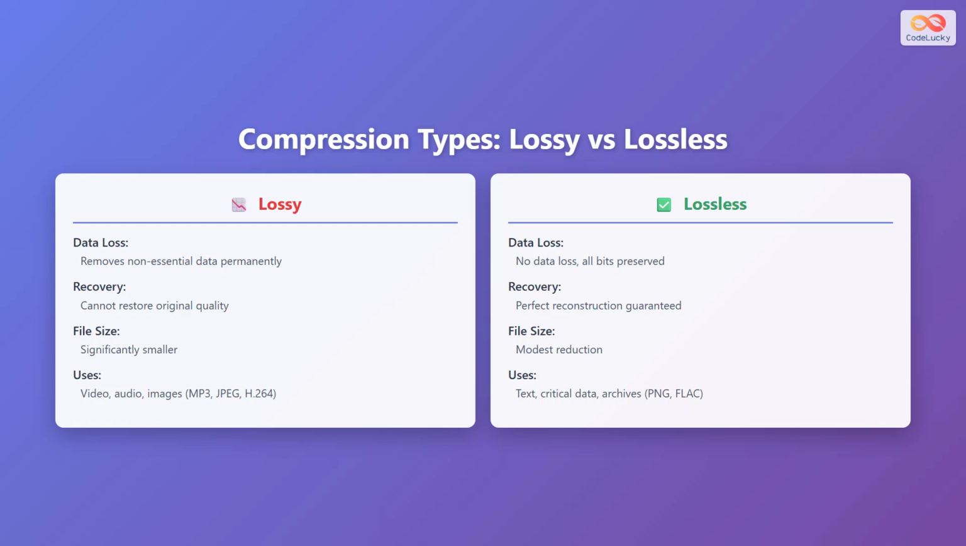There are two main types of compression. Lossy compression removes some data that your eyes and ears cannot easily detect, making files much smaller. However, once lost, this data cannot be recovered, so you cannot restore the original quality. This is perfect for videos and music where small quality loss is acceptable. Lossless compression preserves all the original data without any loss. The file stays high quality and can be perfectly reconstructed. However, the file size reduction is not as dramatic. This works best for important files, archives, or when perfect quality is essential.